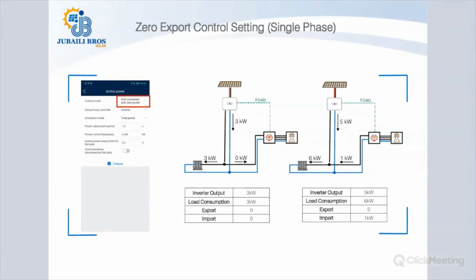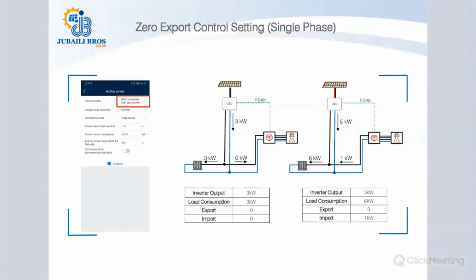So the power sensor will be observing and monitoring the consumption of the load and will send signals to the inverter to regulate the output. In case it's exceeding the inverter maximum output, then we will import power from the grid. In case it's less than the inverter output, the inverter output will be decreased to meet the capacity or the consumption of the load.